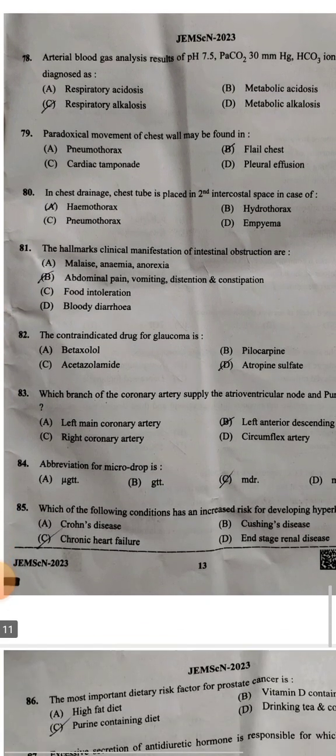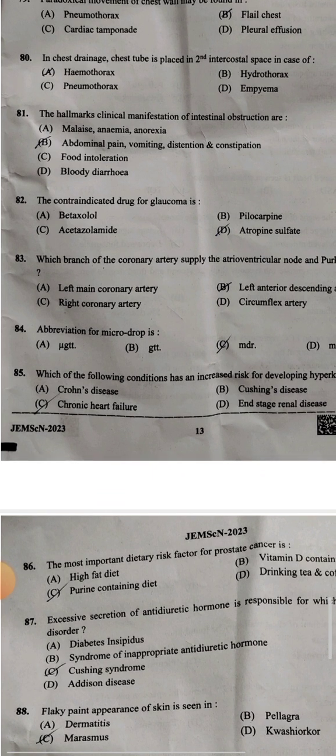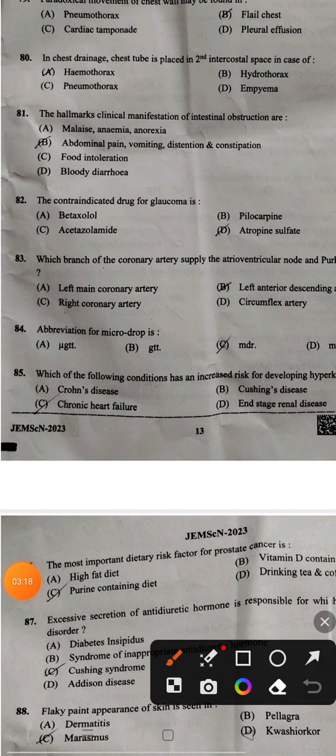Question number 82. The contraindicated drug for glaucoma is: option A betaxolol, option B pilocarpine, option C acetazolamide, and option D atropine sulfate. Betaxolol and pilocarpine are used when intraocular pressure is elevated, that is, in case of glaucoma. Atropine sulfate is not used because it is a mydriatic group of drug. This drug increases the intraocular pressure. So the right answer is option D.